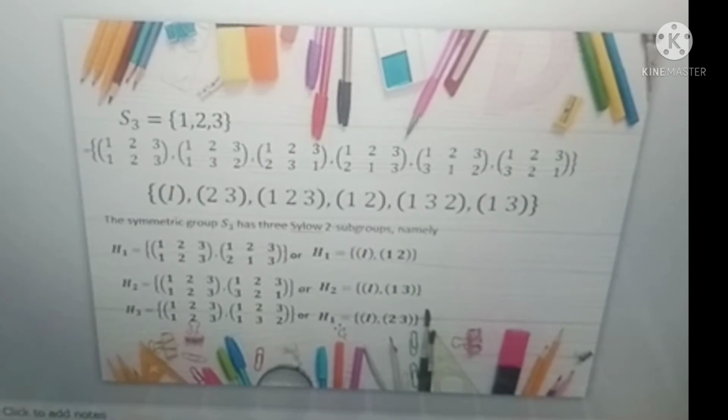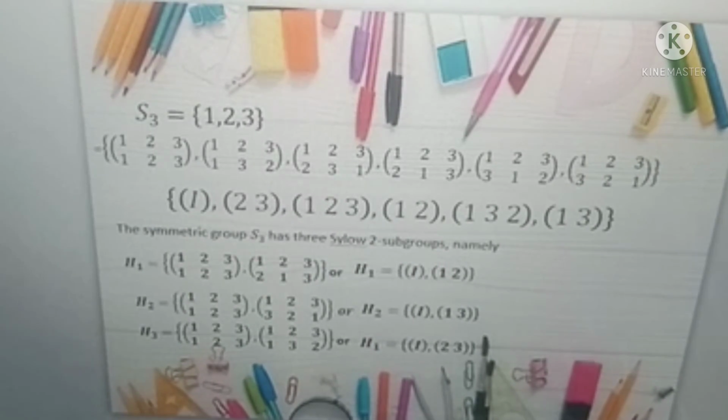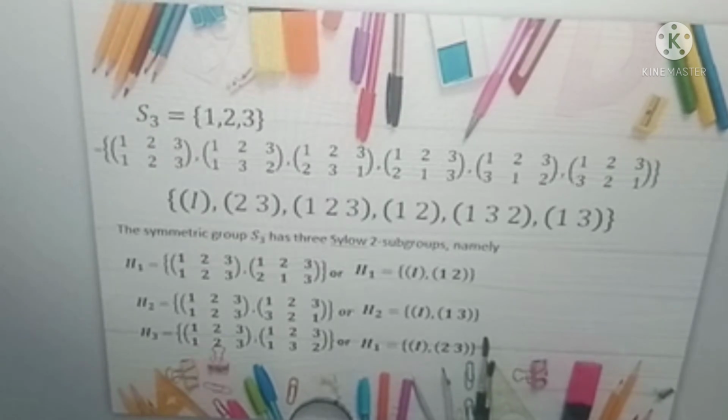All right? So the symmetric group S3 has three Sylow subgroups, because by this cycle notation we have the subgroup here, we have the subgroup here containing 2 elements, (2 3), (1 2), and (1 3). So to better understand this cycle notation, I'm going to explain this in the following slide.